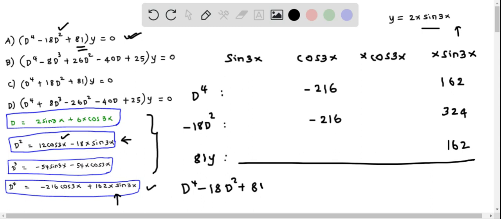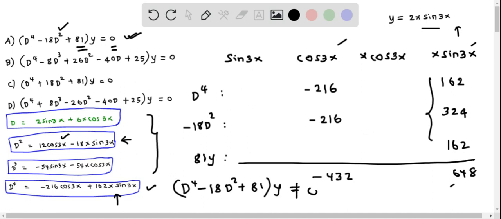So I write out this as 81 times y. Clearly, we just have to add the corresponding coefficients. That means the coefficient should become 0. When we add all the coefficients under the corresponding column, they should become 0. But here it is becoming negative 216, negative 216, which is negative 432. And if we add all these numbers under this column, we will get 648. So basically, this equals negative 432 cos 3x and 648 x sine 3x, which is not equal to 0, because on the right side of the part A equation, we have 0. So clearly this is not equal to 0, which means this is not the correct differential equation.